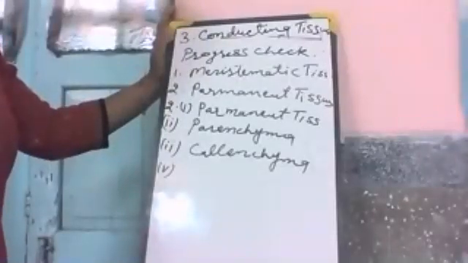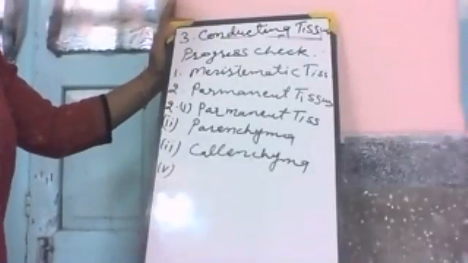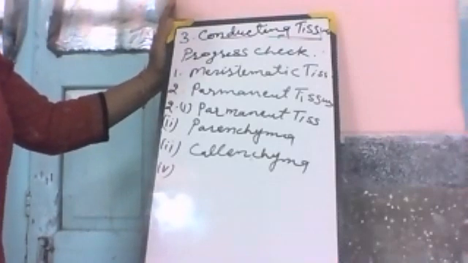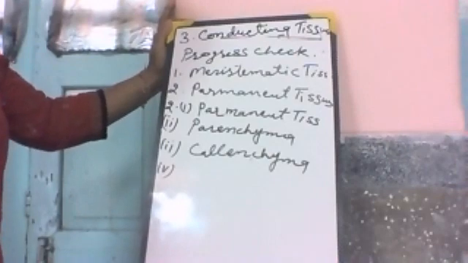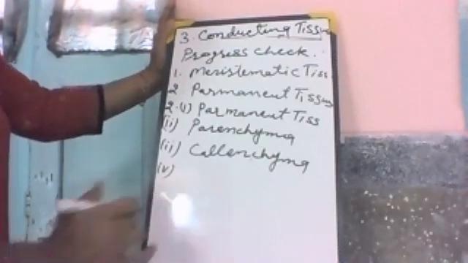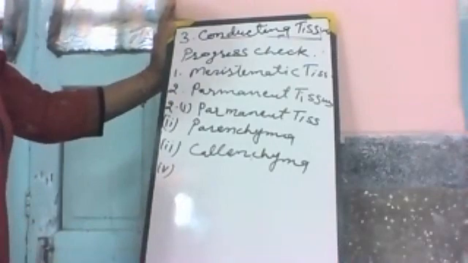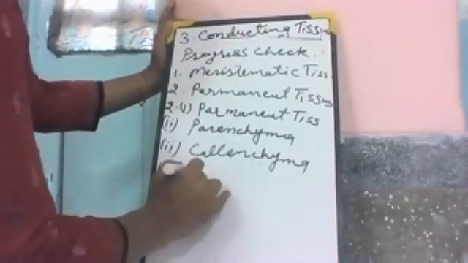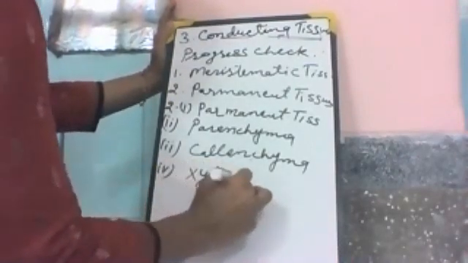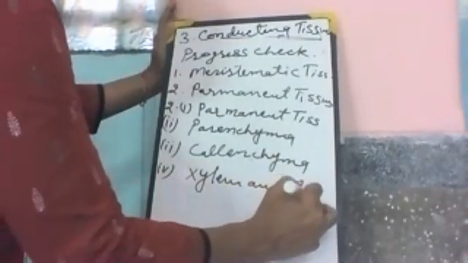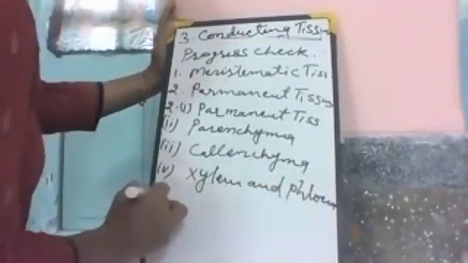And the fourth one is the two types of tissues which provide the upward movement of water and dissolved material from the roots to other parts of the plant. And the answer is xylem and phloem.